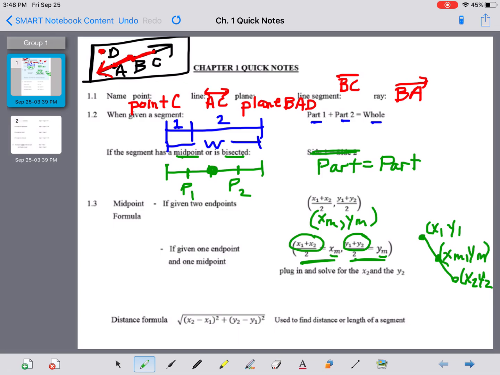We also did distance formula. Just a reminder, you need to have both of these formulas memorized for the test. You do not get to use the formula sheet or this gold note sheet. It's not going to be written on the board, okay?